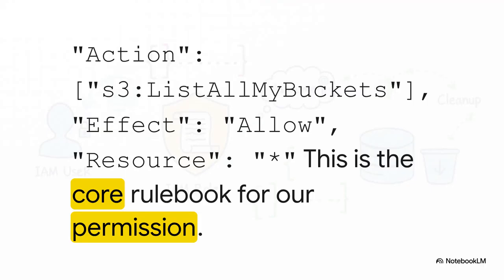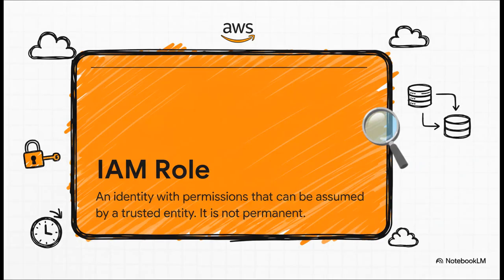And here's the heart of our little rulebook. You can see it's incredibly specific. The action is S3 list all my buckets, the one single permission we need. The effect is, of course, allow. And for this particular action, the resource is star, which just means it's allowed to list all buckets in the account.